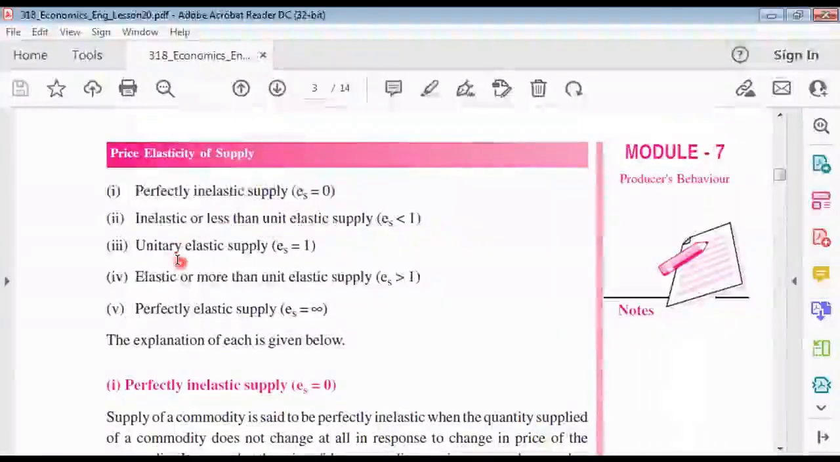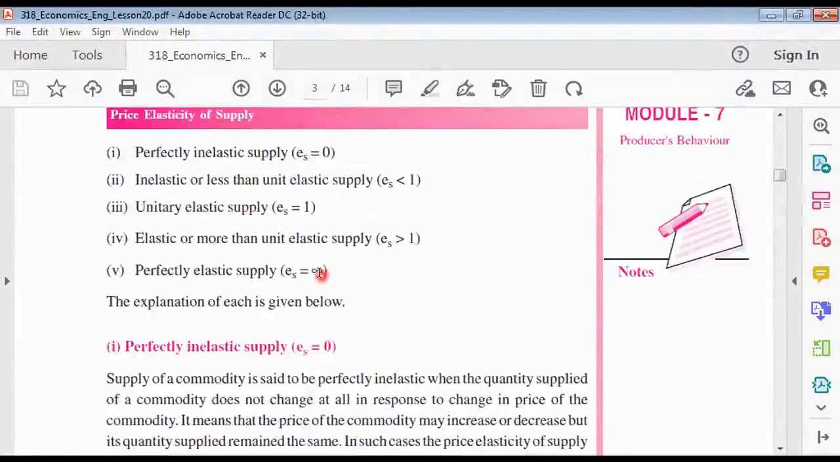Then we had a concept where it is equal to 1. Remind yourselves, same concept is here also. Unitary elastic supply equal to 1. And we had a concept where the value is greater than 1. Same value you'll be finding here also. Elastic or more than unit elastic, where ES is greater than 1. If you are getting a value which is greater than 1, it is elastic.